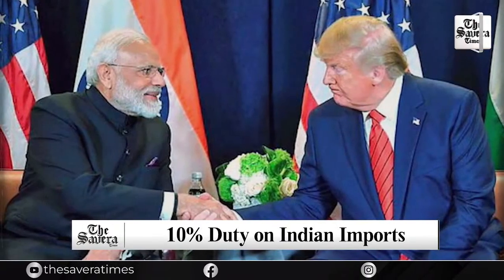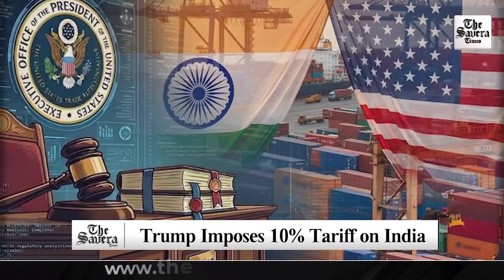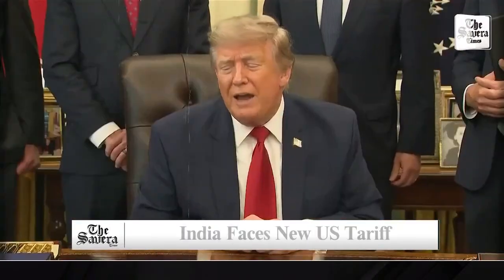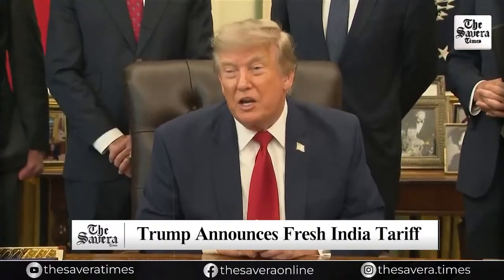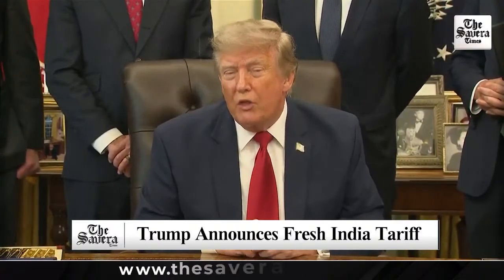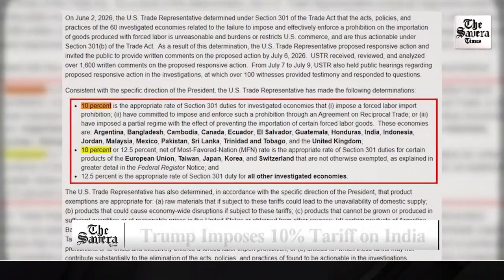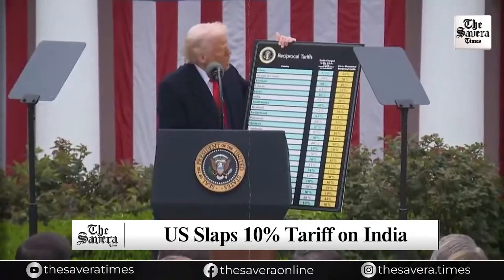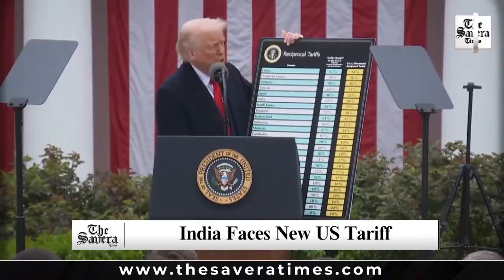And under the new framework, countries that have introduced laws banning imports produced through forced labor will face a 10% tariff, while nations without such legal safeguards, including China, Japan, and several others, will face a 12.5% tariff. India is among the 17 nations placed in the lower tariff category alongside Canada, Bangladesh, Pakistan, Sri Lanka and the United Kingdom. The remaining 43 nations covered under the investigation will face the higher tariff.